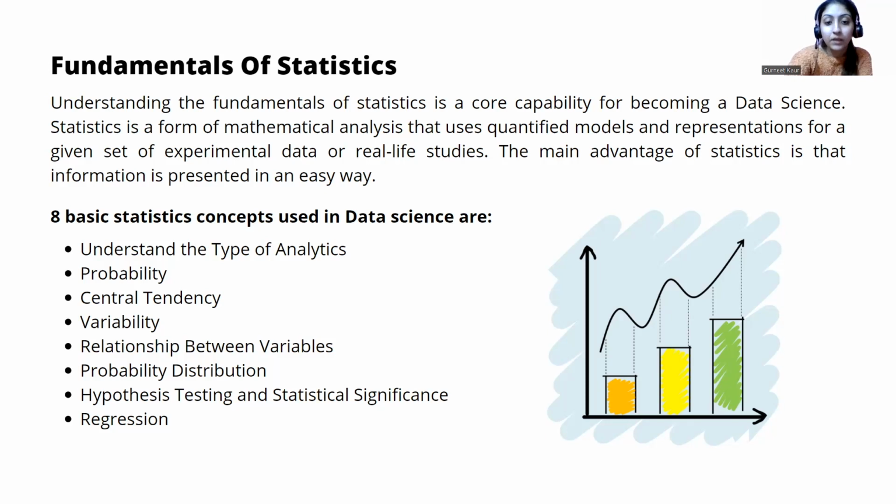Now, as they say, the data processing from the beginning to the end, the complete cycle, requires statistics at every single step, right? So now we have 8 basic concepts which are used in data science: first, understanding the type of analytics; second, probability; then we have central tendency, variability, relationship between the variables, probability distribution, hypothesis testing and statistical significance; then at last, regression. So we'll understand these concepts step by step.